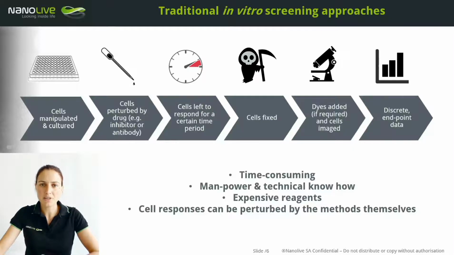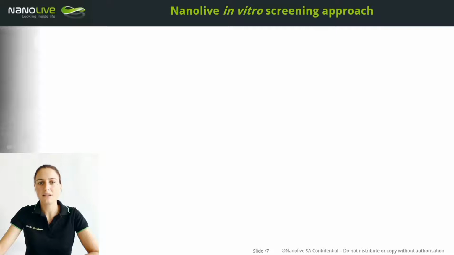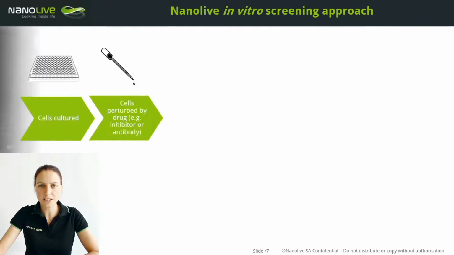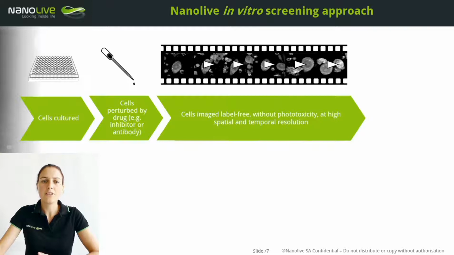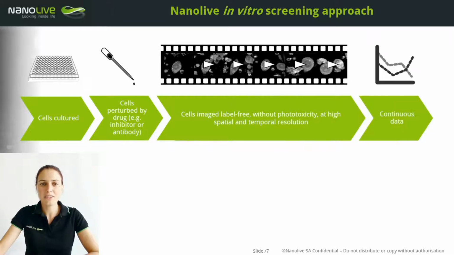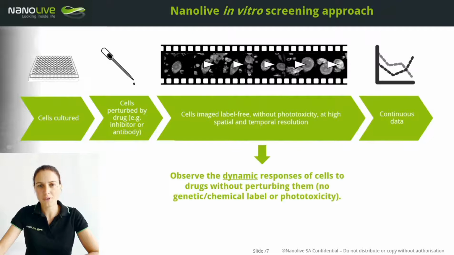With Nanolive imaging, the process is a whole lot more streamlined. So cells can be cultured, perturbed, and imaged throughout the experiment. Avoiding the use of fluorescence means that we measure the natural response of the cell to the drug rather than an experimental artifact due to phototoxicity or the use of a fluorescent label that can interfere with the observed phenomenon. It also means that we can measure cells at high resolution for long periods of time without damaging them. The result is continuous data that captures dynamic changes in morphology with high temporal resolution.